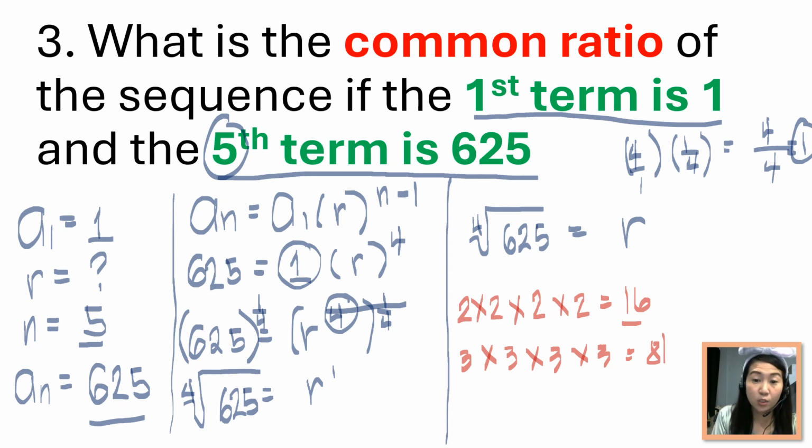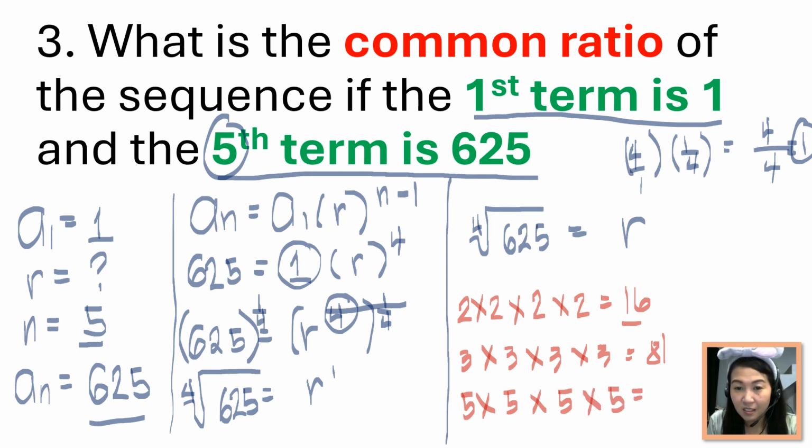So I can now proceed to 5. Let's see. 5 times 5 is 25. 25 times 5 is 125. 125 times 5, that is 625. Okay, so what is the number that you can multiply 4 times to itself that will give you 625? Our answer is 5. So therefore, the value of your r is 5.